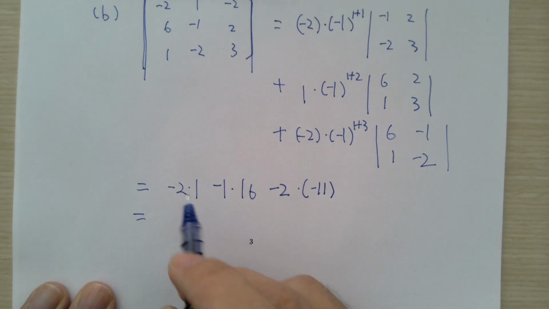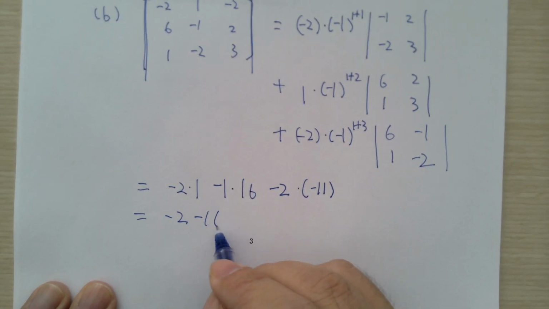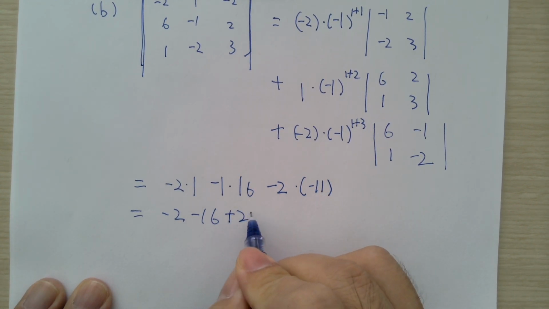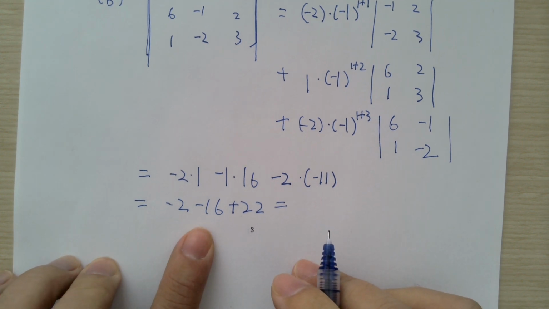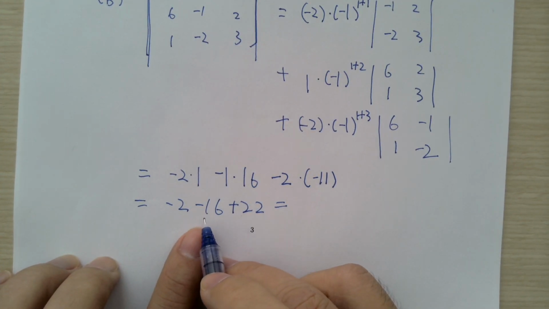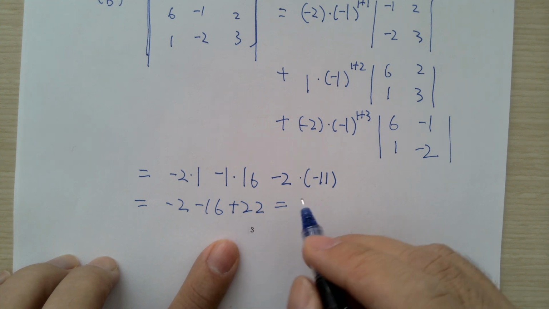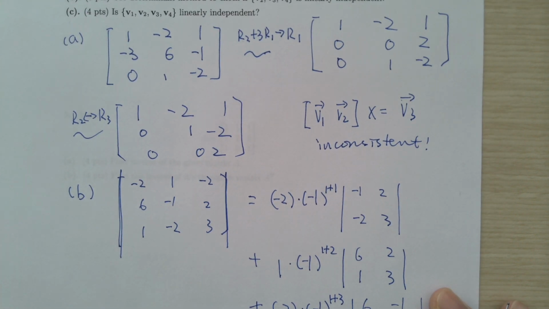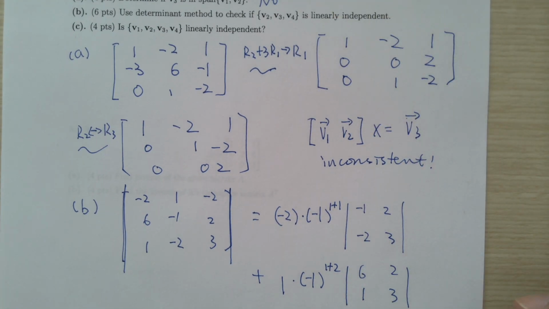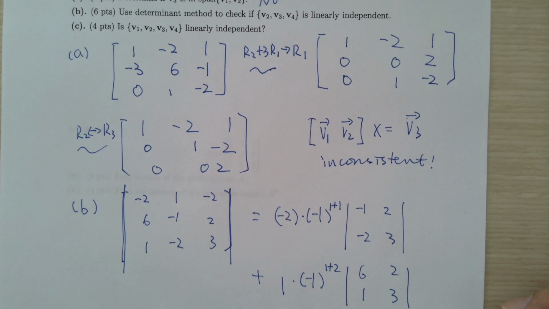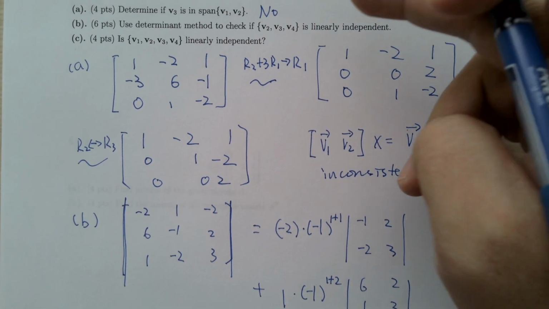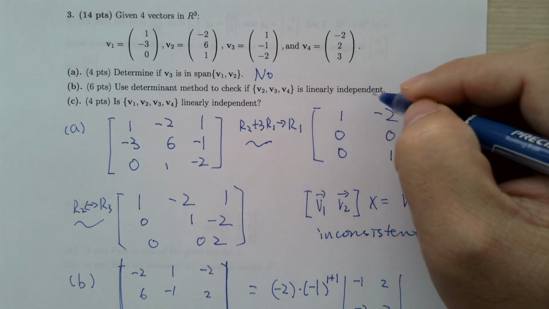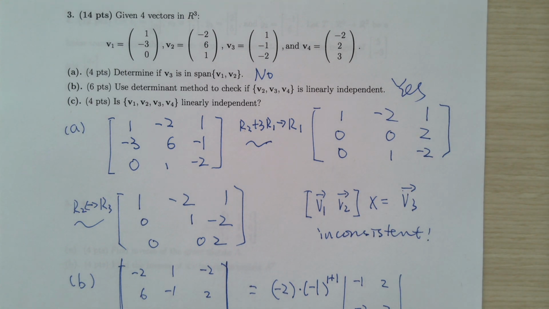Let's put everything together. So this is going to be negative 2 minus 16. This is 2 negatives multiplied, so it's going to be plus 22. So what we have here is negative 18 plus 22. So it's a 4. If it's a 4, it's not 0. So bingo, we're good. So v2, v3, and v4 are linearly independent. So yes. Okay.